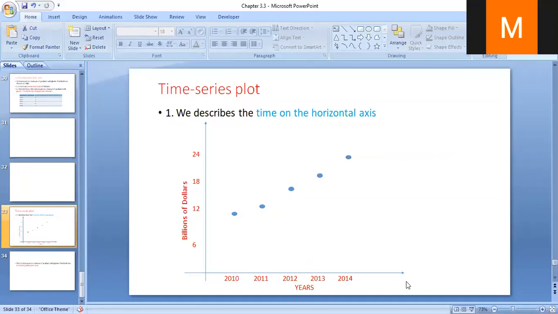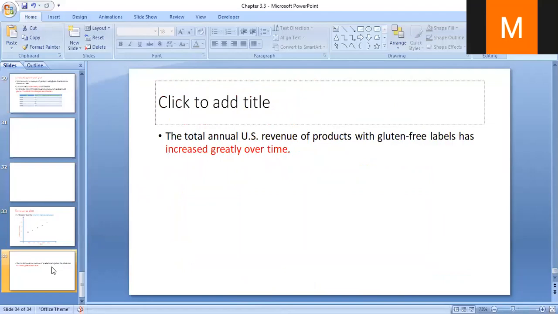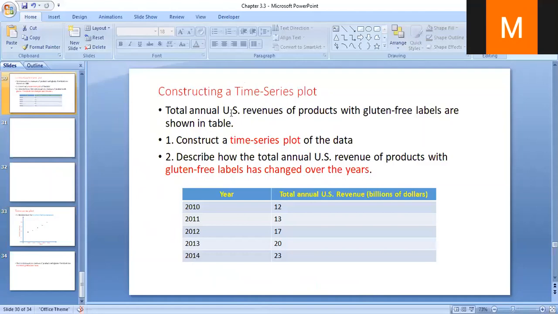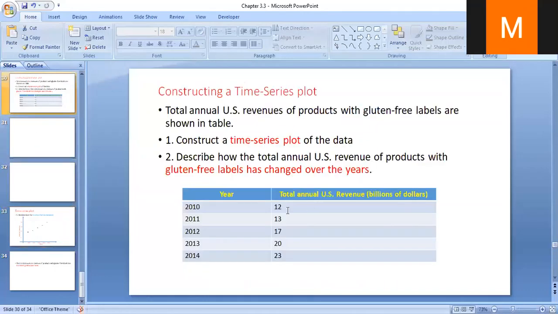The time axis is only horizontal. You use the time on this one, and this is the number. That is how to construct the time series plot in this table. This is constructed as time series. Only the horizontal you use for the time 2010, 2011, 2012, 2013, 2014, and on this axis you plotted the number of billion of dollars. That is you got the kind of money.